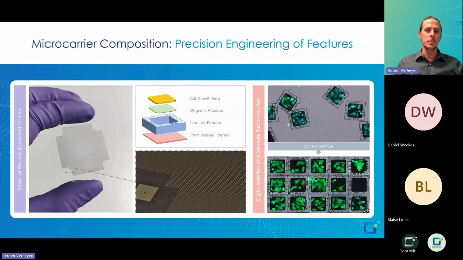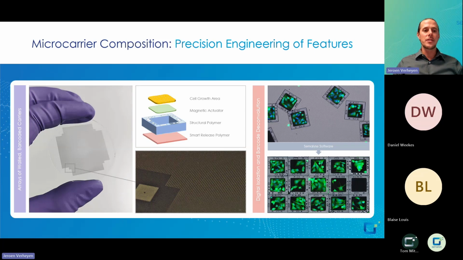As I said earlier, typically we make these microcarriers at 100 by 100 micrometers in size, but we can make them differently sized. We can make them bigger, smaller. At the moment, we make them as square materials, but we could also potentially make them as hexagons. So there is flexibility in what we can do through these microfabrication techniques.